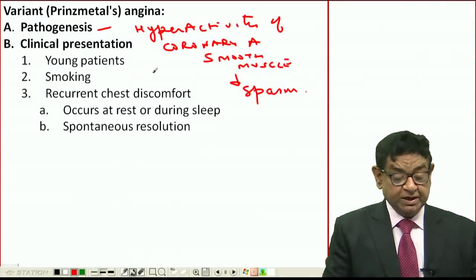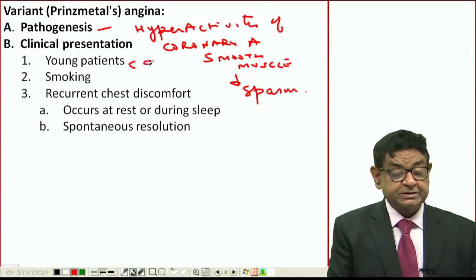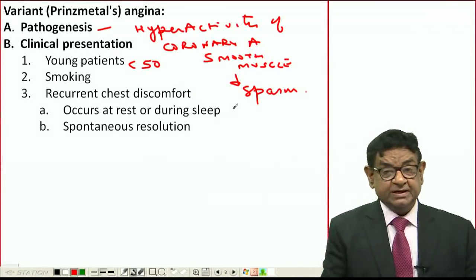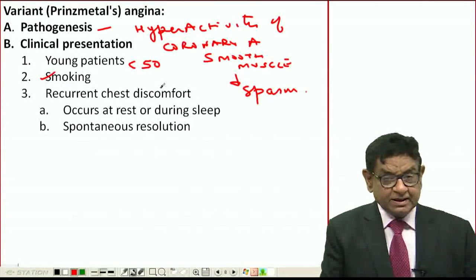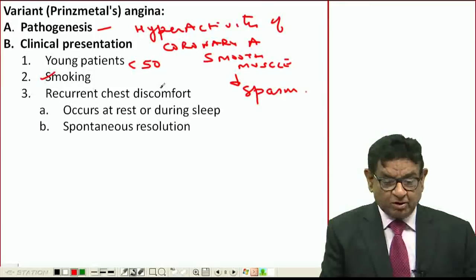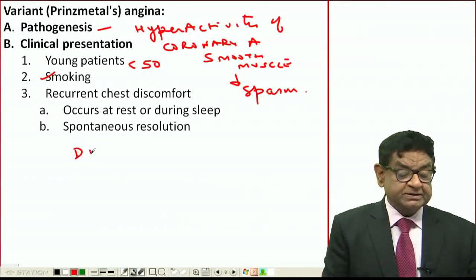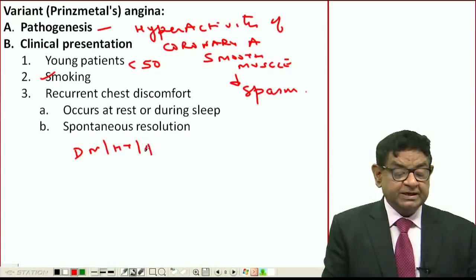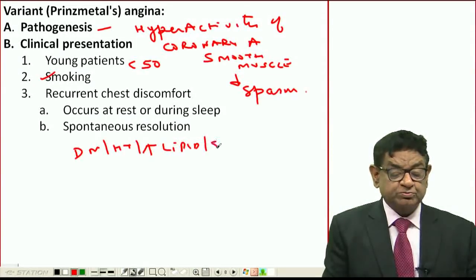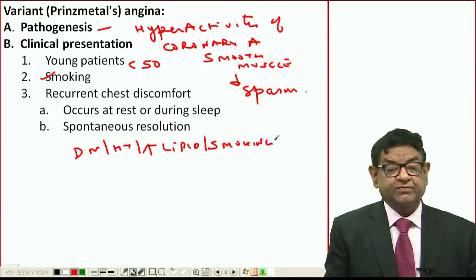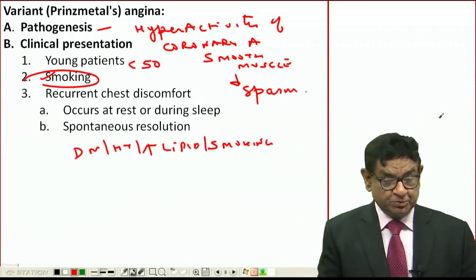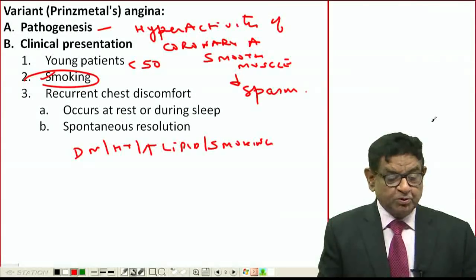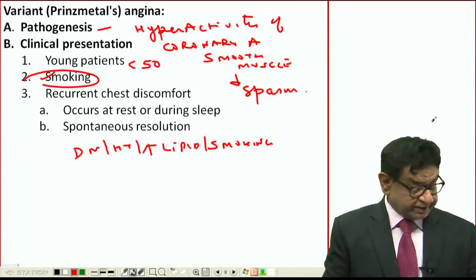Usually patients are below 50 years. And something very interesting, in this, the major risk factor is smoking. Unlike in a routine case of coronary artery disease, what we have been talking, the risk factors are diabetes, hypertension, increased lipid, and of course smoking also. They are the four major risk factors. But in this, smoking is the most important predisposing factor. That means if the patient with Prinzmetal angina comes, the smoking should be stopped with immediate effect.